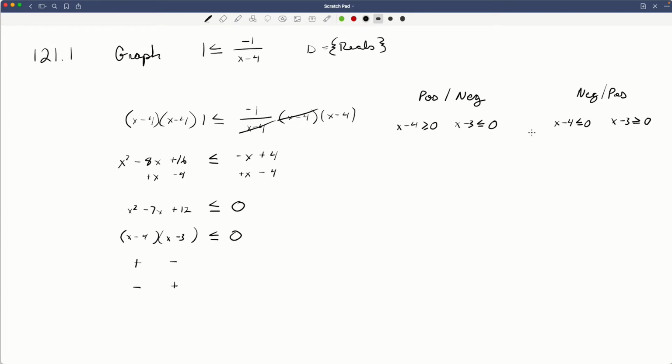Now we have everything set up. I'm going to draw my little separation so I can keep it straight. And now we just solve them. So x, add 4 to both sides, is going to be greater than or equal to 4. X is going to be less than or equal to 3. Over here, same thing. X is going to be less than or equal to 4. And x is going to be greater than or equal to 3. So now that we have gotten here, we're going to evaluate these. Remember, this is our OR line, and these are ANDs.